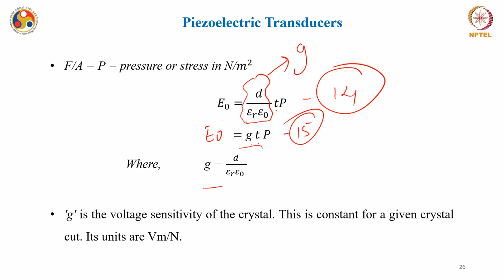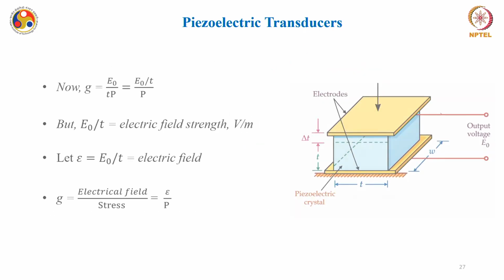And in this equation, of course, G is equal to d by epsilon R epsilon naught. Of course, if you want to write it in the form of Gmn, you can write it as dmn divided by epsilon R epsilon naught. Here this G value is called the voltage sensitivity of the piezoelectric crystal, and this constant for a given crystal cut is given in Vm per Newton, okay.